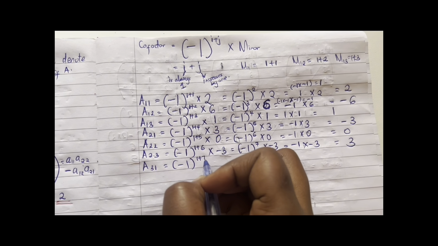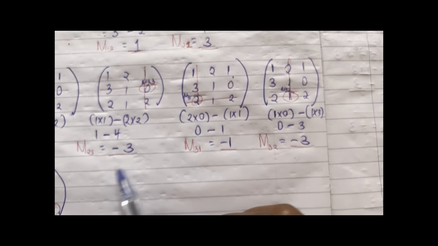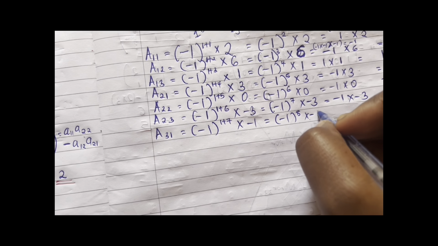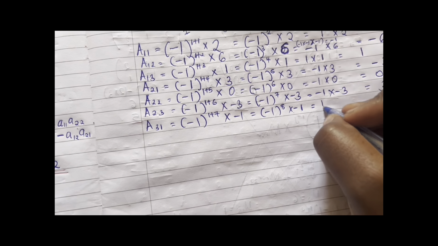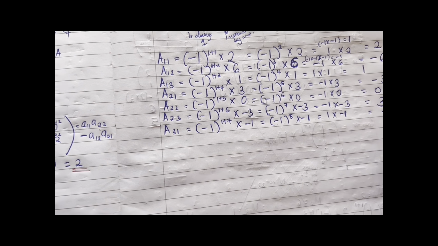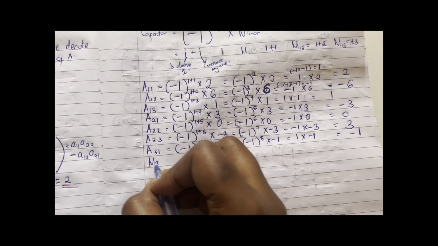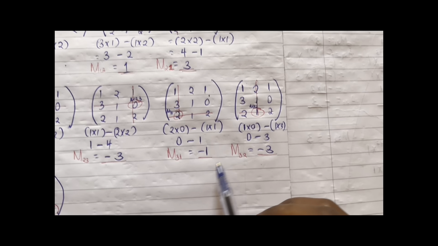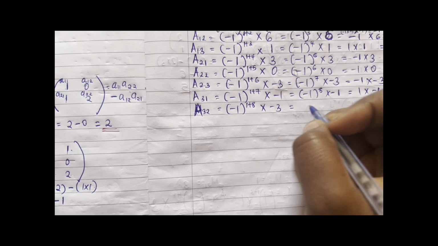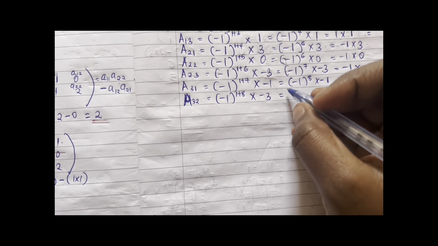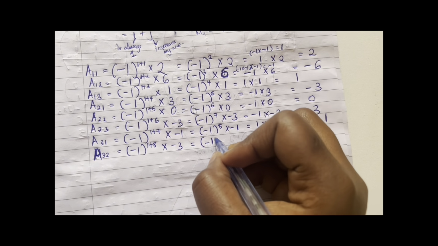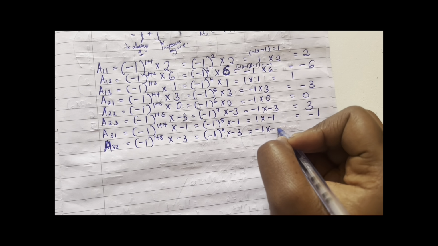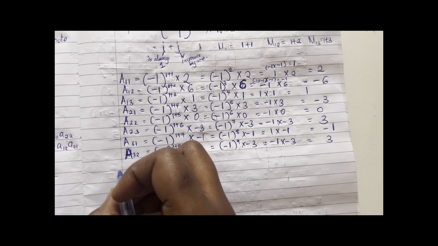We move to A31: negative 1 power 1 plus 7, times M31, negative 1, is equal to negative 1 power 8. That's an even number, so we have a positive 1 times negative 1, which is negative 1. Then we go to A32: negative 1 power 1 plus 8 times negative 3 is equal to negative 1 power 9 times negative 3. That's an odd number, so it will be negative 1 times negative 3, which will be positive 3.